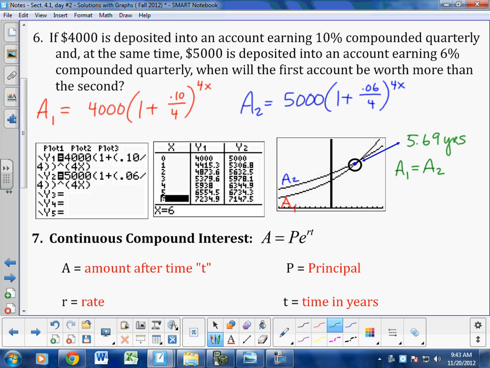Write that down. In 5.69 years from the day of the deposit, A of 1 will equal A of 2. That $4,000 deposit will have the same value as the $5,000 deposit. Why? Because the interest rate's higher. So it says, when will the first account be worth more than the second account? What's the answer?